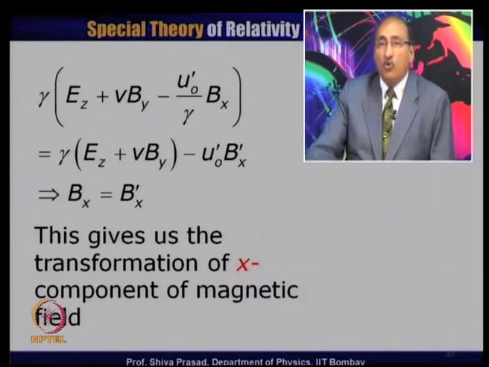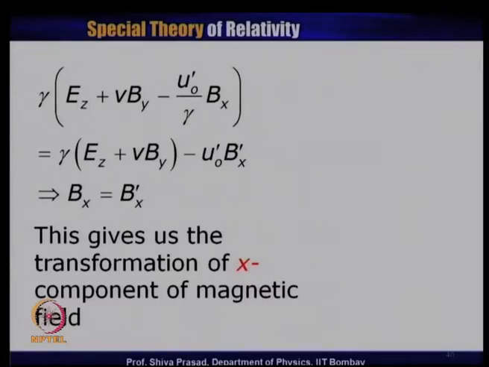So, this gives us the transformation of the X component of the magnetic field. So, now I know how to find out Bz and how to find out Bx. I have still not been able to find an equation corresponding to Y, which requires a little bit more effort.